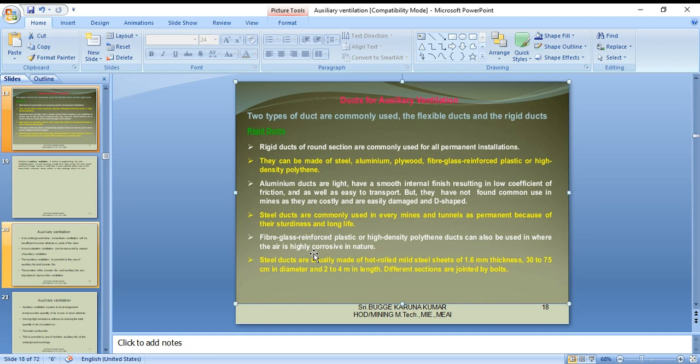Steel ducts are usually made of hot rolled mild steel sheets of 1.5 to 1.6 mm thickness, 30 to 75 centimeters in diameter and 2 to 4 meters in length. Different sections are joined by bolts. So this is some more advantage of the rigid duct also, because of its rugged nature.